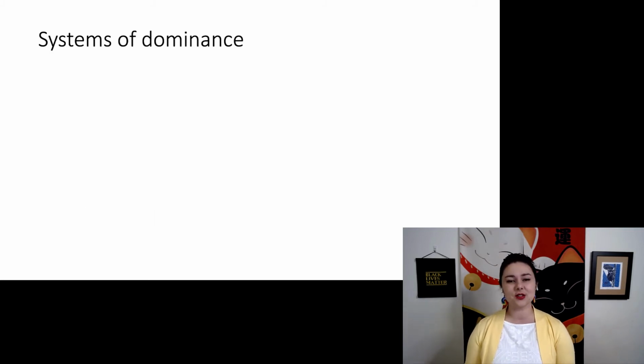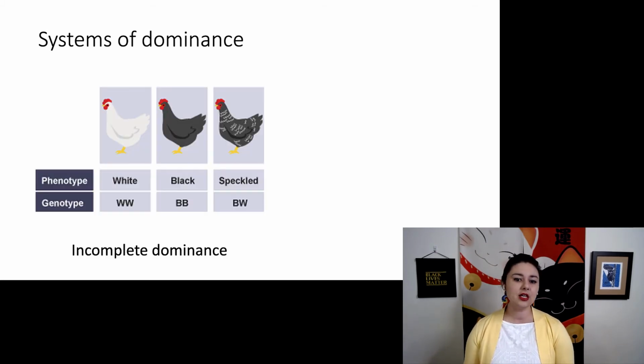Some of the easiest to understand that do not follow Mendel's laws are some different systems of dominance. So here we have something called incomplete dominance. A white chicken has a genotype of WW, a black chicken has a genotype of BB, and a speckled chicken, now this is our heterozygote, has one white allele and one black allele. We call this incomplete dominance because you see the speckled chicken, it's mostly black, but some of that white is still getting through. So black is incompletely dominant over white for this species.